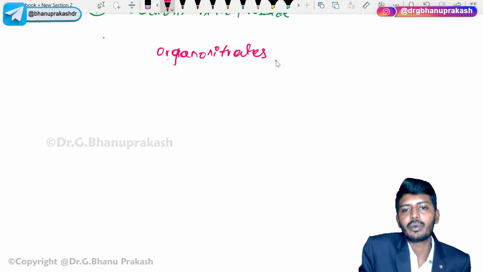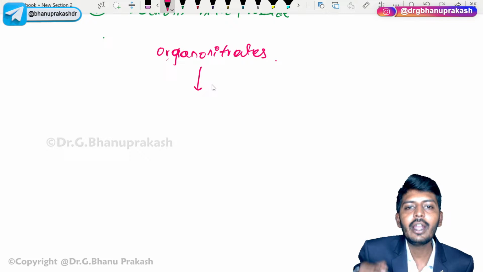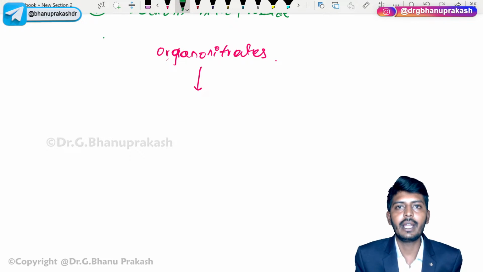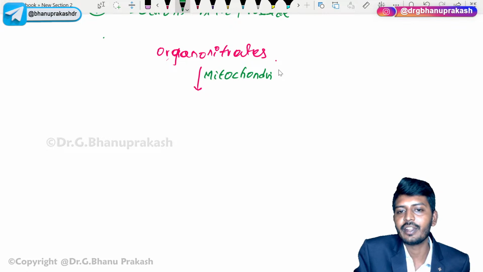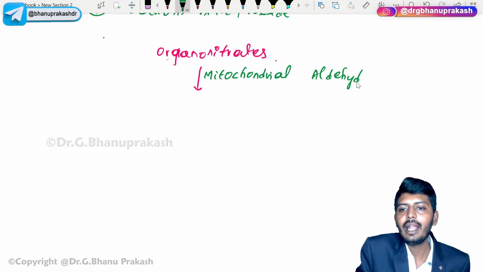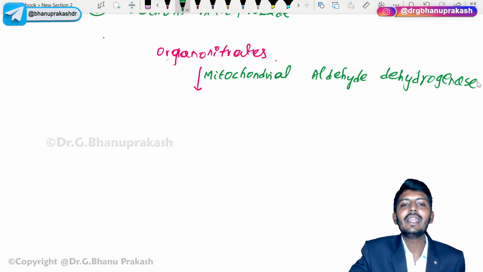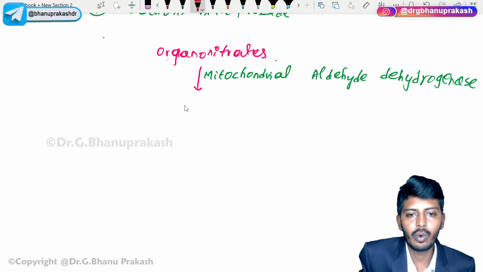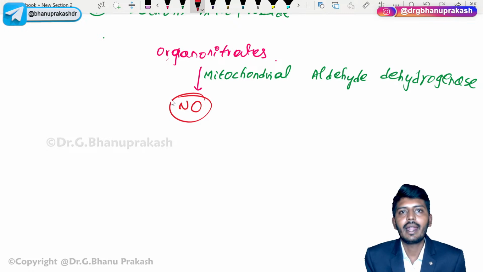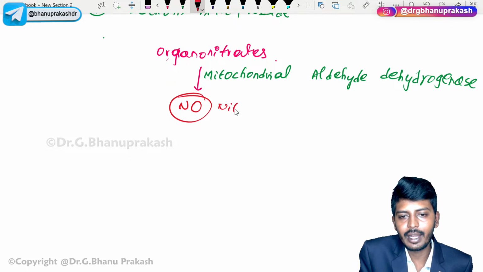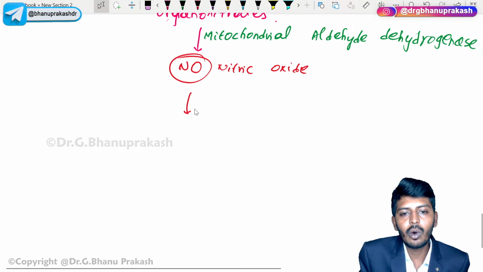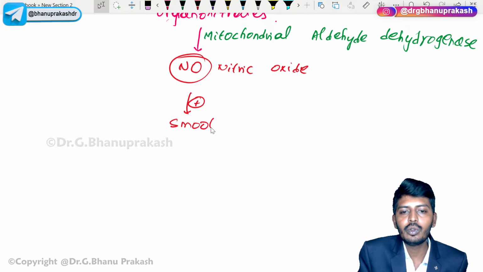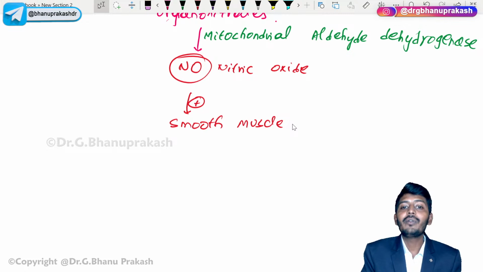These organonitrates come inside the body. Once they enter the body, they undergo the effect of one most important enzyme, called mitochondrial aldehyde dehydrogenase. Mitochondrial aldehyde dehydrogenase will convert organonitrates into NO, which all of you know is nitric oxide. Once it is formed, it will go and act upon the smooth muscle cell.